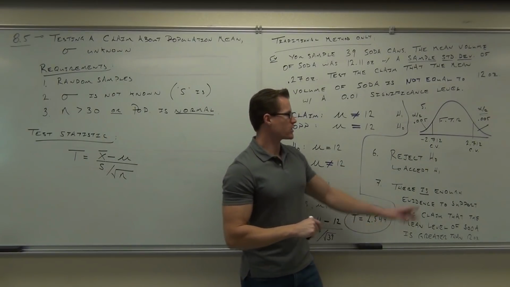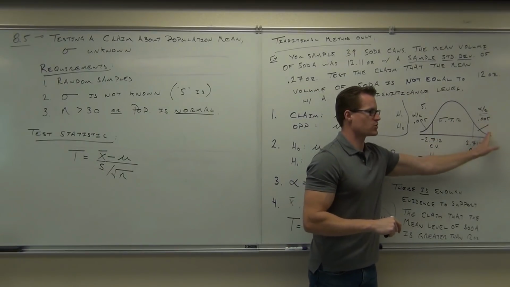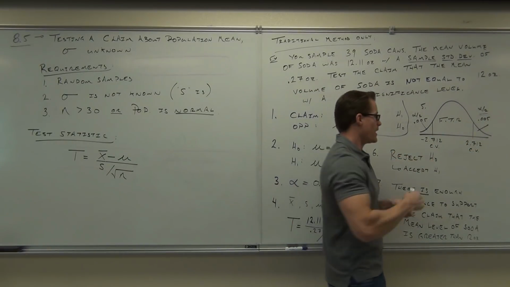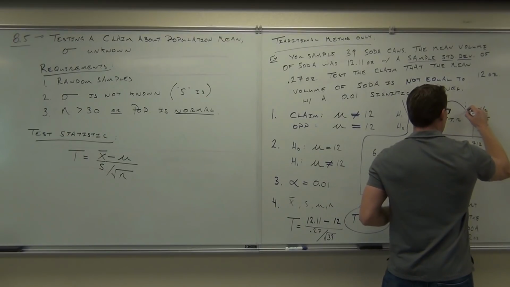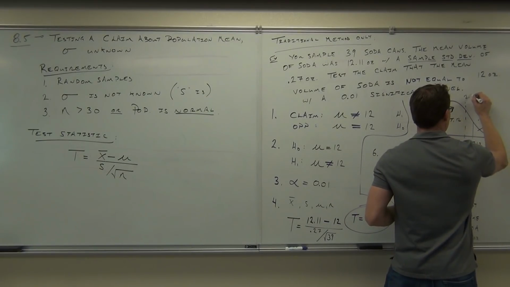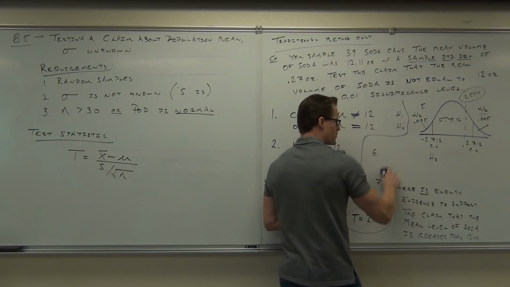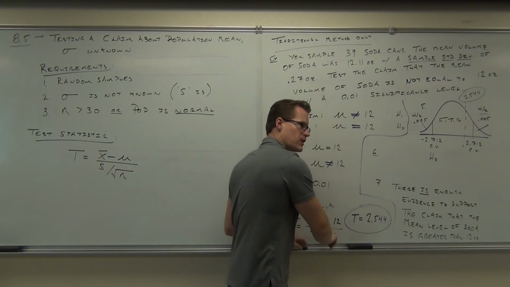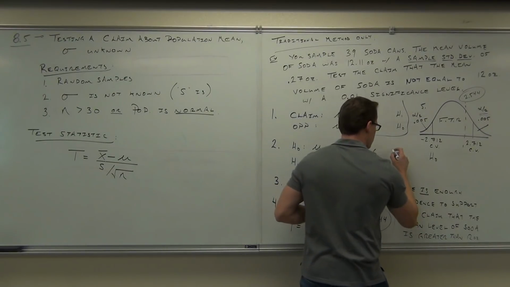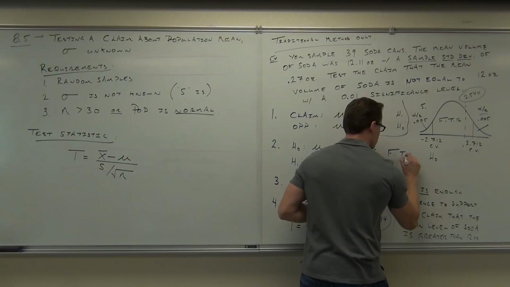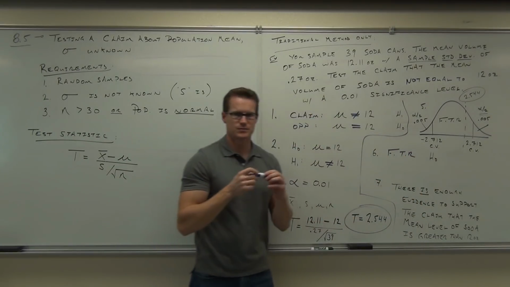No. Where's 2.54? Is it in the reject region or fail to reject region? Yeah, it's right here. That's in the fail to reject region. So we got to change this. We're not going to reject the null hypothesis anymore. We're going to fail to reject it. What's that mean?